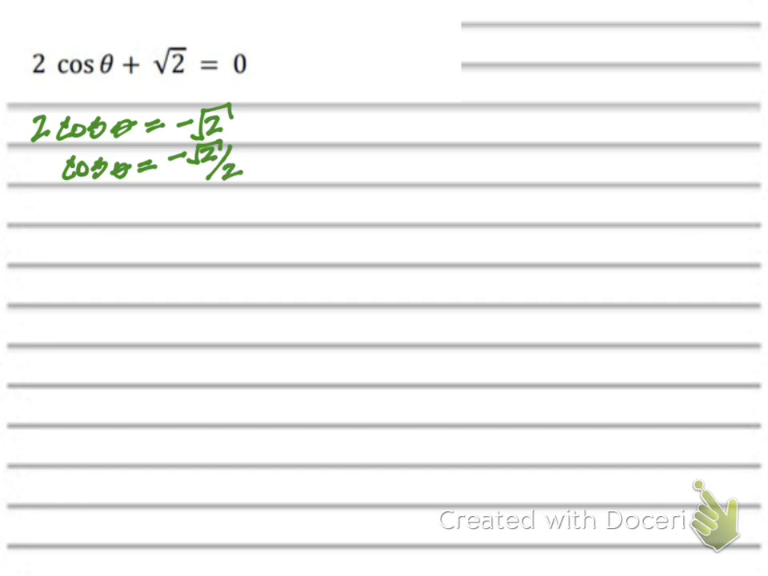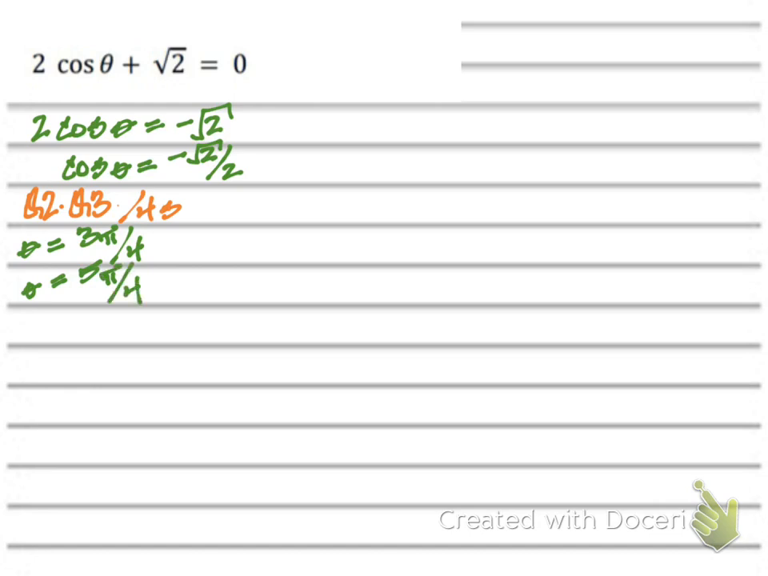Then I'm going to go to the unit circle, and cosine is negative on the left-hand side, right, in quadrant 2 and quadrant 3. And my cosine value is root 2 over 2 for my family of over 4s. So my over 4 in quadrant 2 is 3 pi over 4. And my over 4 in quadrant 3 is 5 pi over 4.